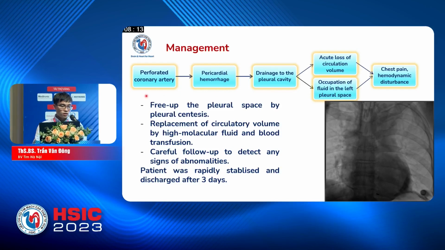And now the story is clear, and we have to manage it according to what we understand. What we did was free up the pleural space by pleurocentesis, replace the circulatory volume with high molecular fluid and blood transfusion, and carefully follow up to detect any signs of abnormalities. And then after that, the patient was rapidly stabilized and discharged after 3 days.